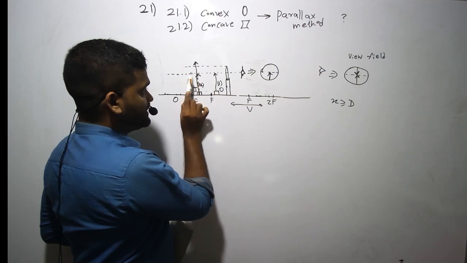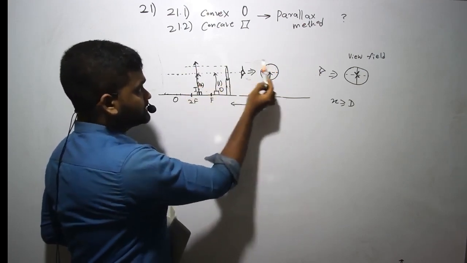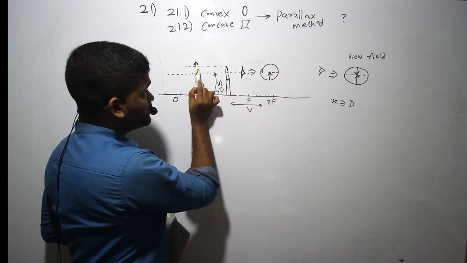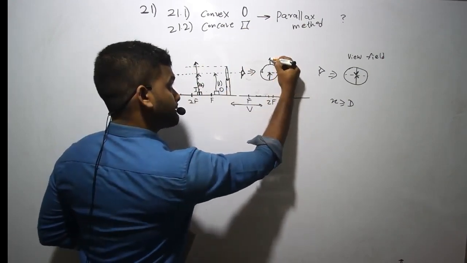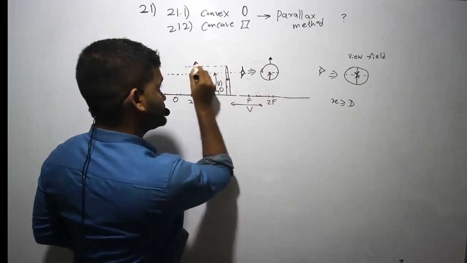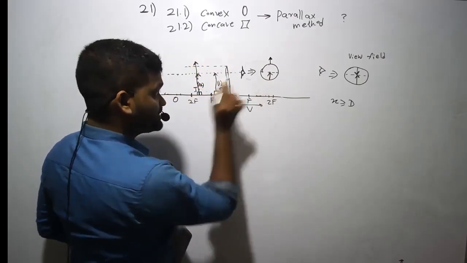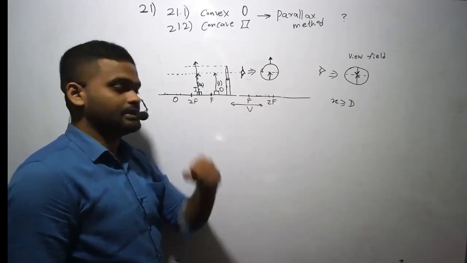You don't see this pin as well. But above the edge of the lens, you will see this tip or the upper part. You will see that like this. Above the lens, you will see this one and the virtual image through the lens. So that's what you are going to see in the view field.